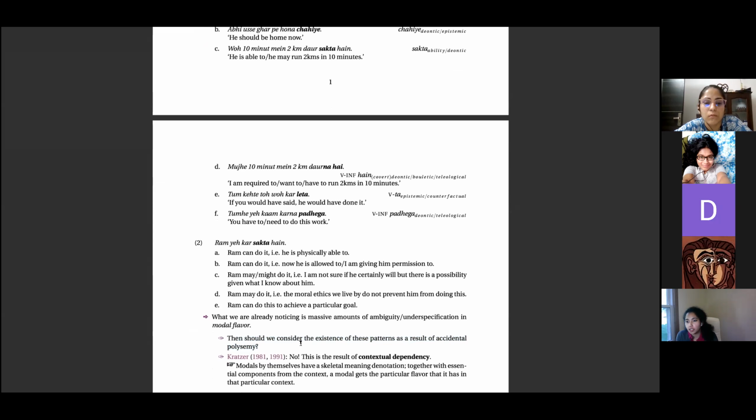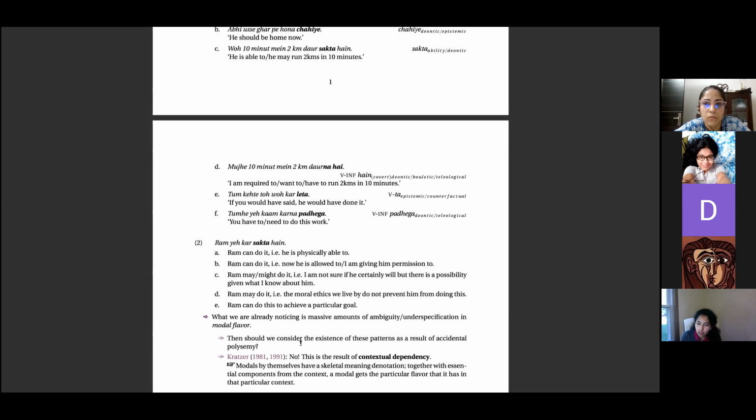So the question that I was asked very early on is, should we consider the existence of these patterns as a result of accidental polysemy? That, oh, okay, lexically, all these flavors exist. Kratzer came onto the scene in 1981, 1991. In her seminal papers, she's influenced a lot by the philosopher David Lewis and his work on possible worlds, and she adopts that into the natural language semantics frameworks that she works with. And she says, no, this is the result of contextual dependency.